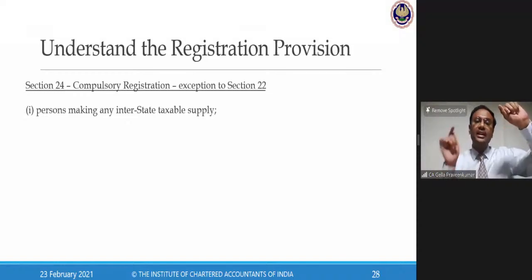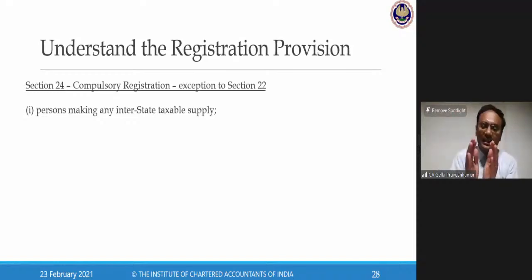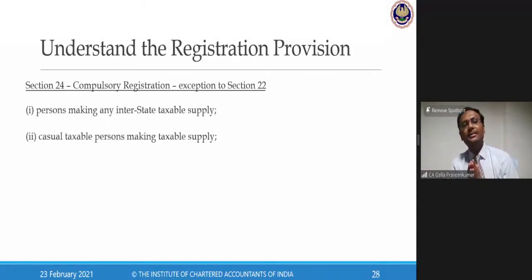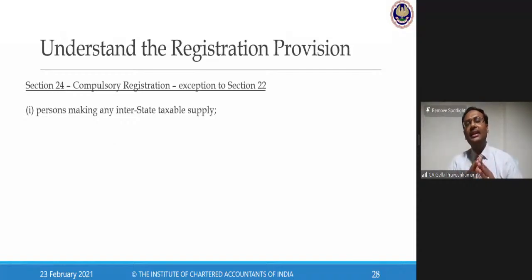Now, section 24 is a compulsory registration which is setting aside your section 22. Please keep in mind, I'll set aside your threshold limit of 20 lakhs, or your threshold limit of 10 lakhs, when I refer to section 24. This says I will override your threshold limit under section 22 by saying that compulsory registration is required when any of these clauses are met at your end. First clause, persons making interstate taxable supply. As I was giving an example of an individual called Ravi, who qualified in July 2021, he started his practice in the state of Delhi.